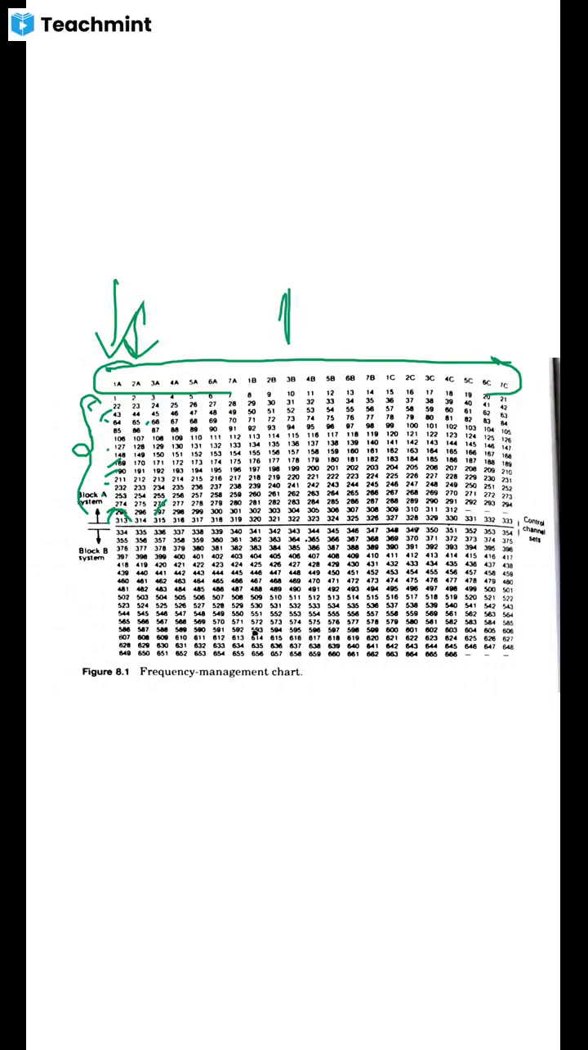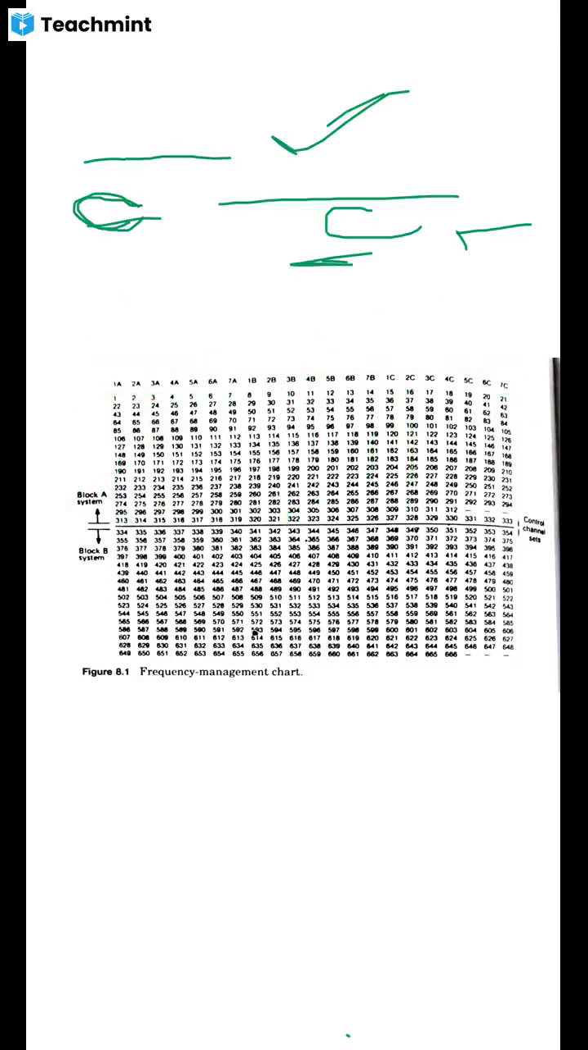Similarly, the 3B subset has a total of 16 channels. Of these, 15 are voice channels, that is 10, 31, 73, so on up to 304, and one setup channel, that is 322. Similarly, the 1C subset has 15 voice channels and one setup channel. So each subset has 16 channels.